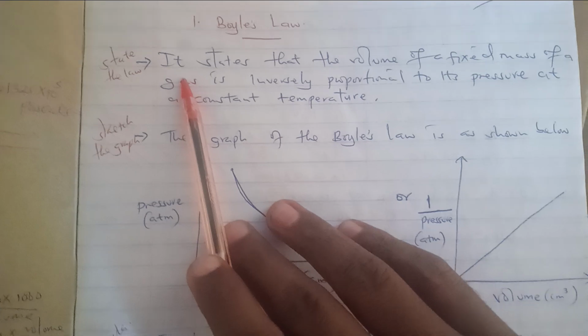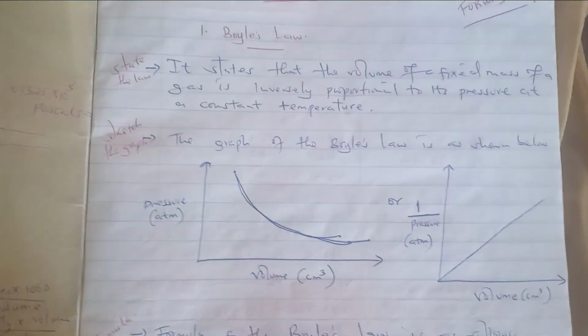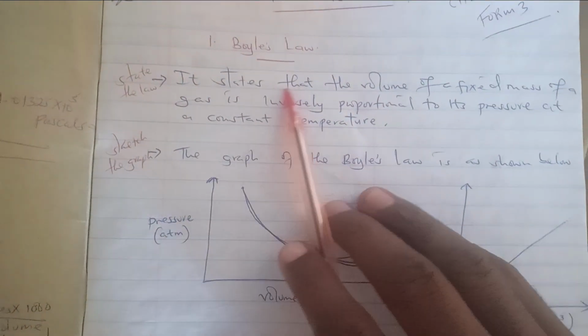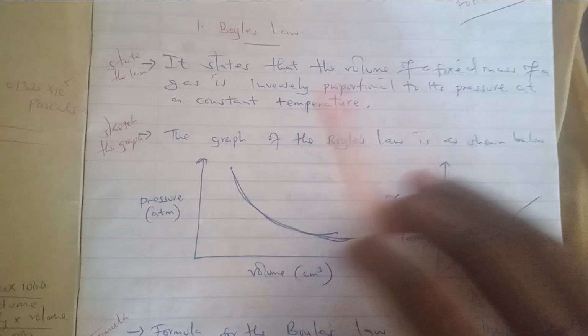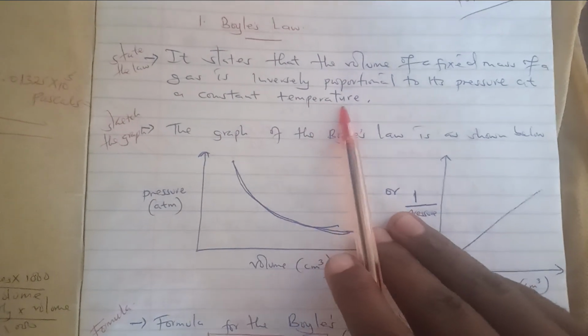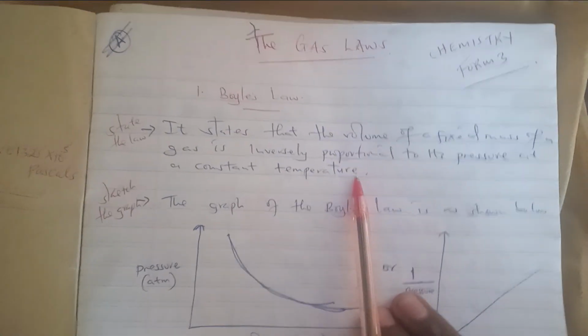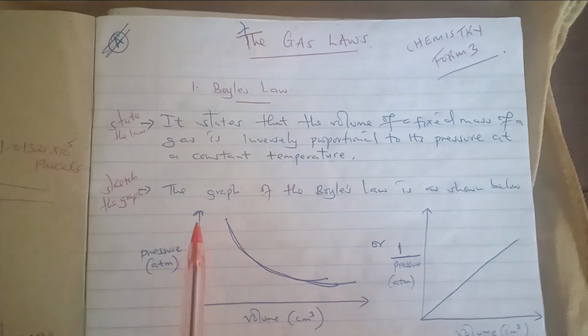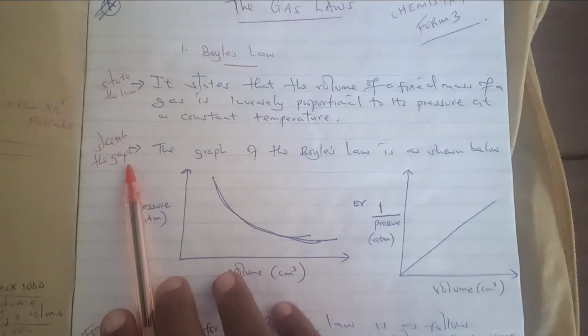Then we start. When you are told to state the law, you say, Boyle's law states that the volume of a fixed mass of a gas is inversely proportional to its pressure at a constant temperature. That's how you state it.